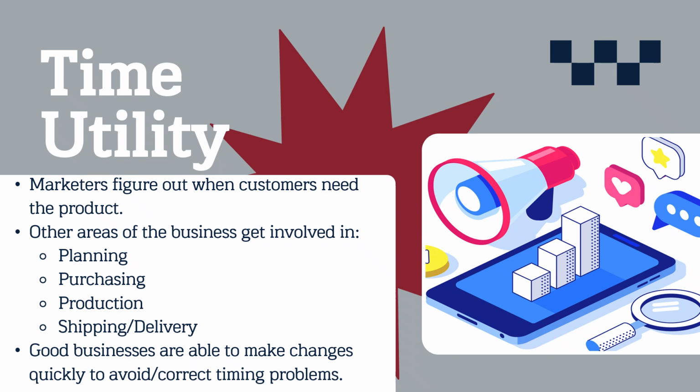Time utility. Marketers figure out when a customer needs the product. Other areas of business get involved like planning, purchasing, production, shipping, and delivery. And good businesses are able to make changes quickly to avoid and correct timing problems. Again, a study guide is great for a test, but after a test, it's not as valuable.